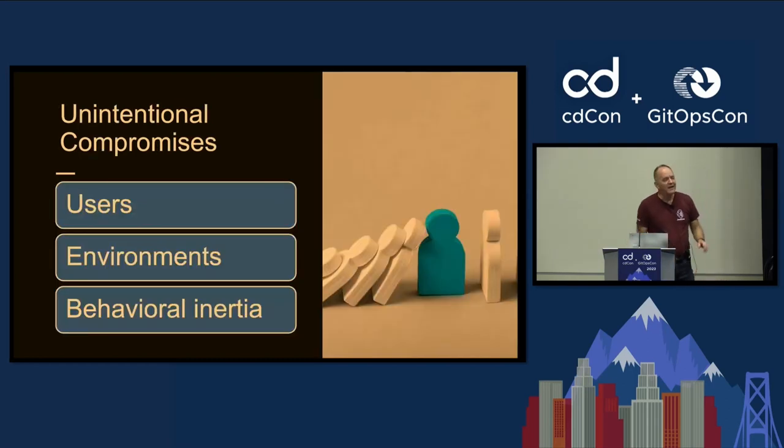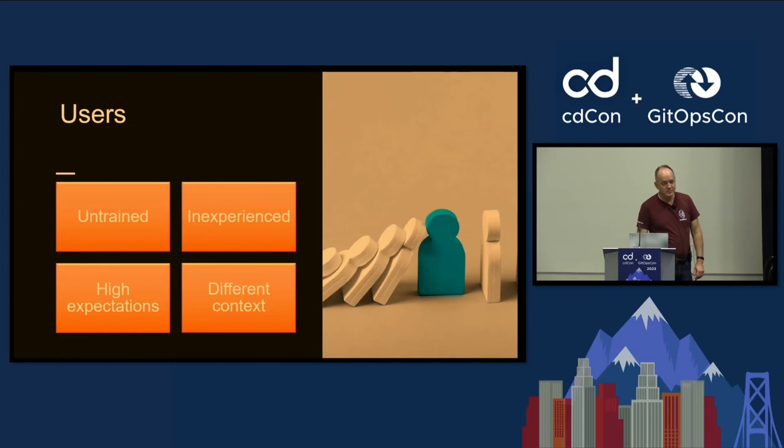So now what about the unintentional compromises? We've talked about the things where maybe I made real choices. What about the things where I didn't make a choice, but I got blindsided? I was surprised. Users bring some of those. Environments bring some. And in long-lived projects, behavioral inertia brings some. So let's talk about each of those.